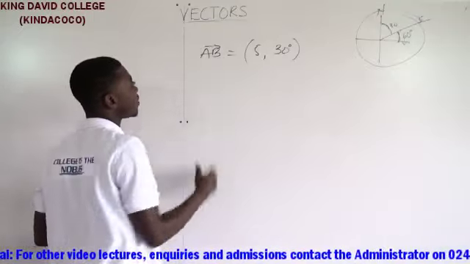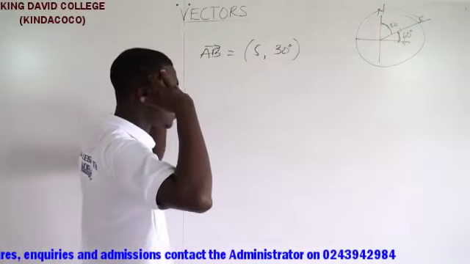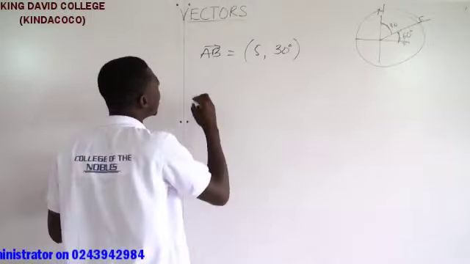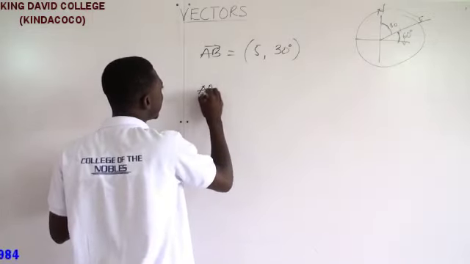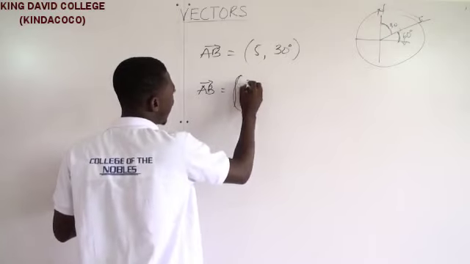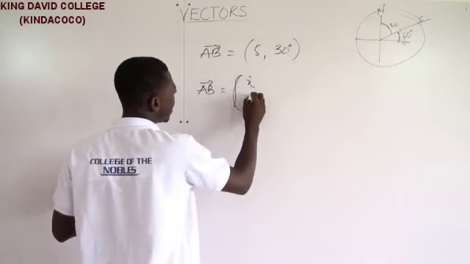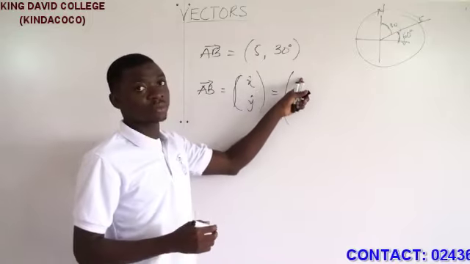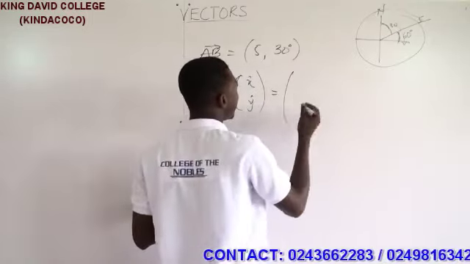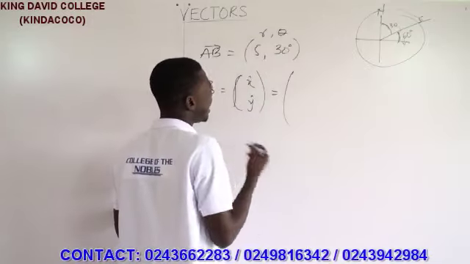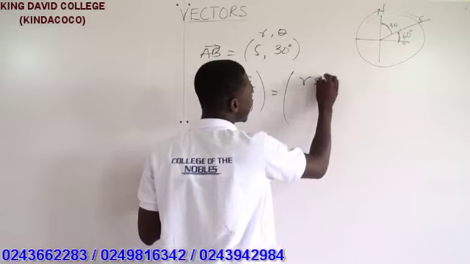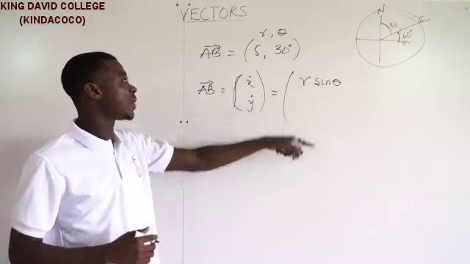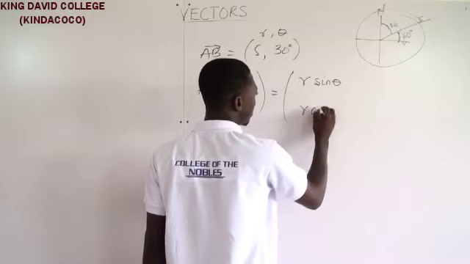Now if I want to resolve this into x and y components without having to think of anything, you should know that I can resolve this vector AB into x and y components. Let's say the magnitude is r and the angle is theta. Then the x component is going to be the magnitude times sine theta, and the y component is going to be the magnitude times cos theta.